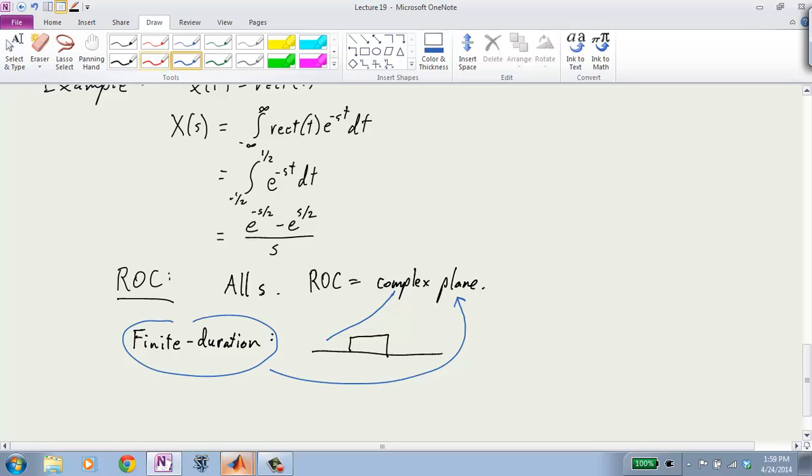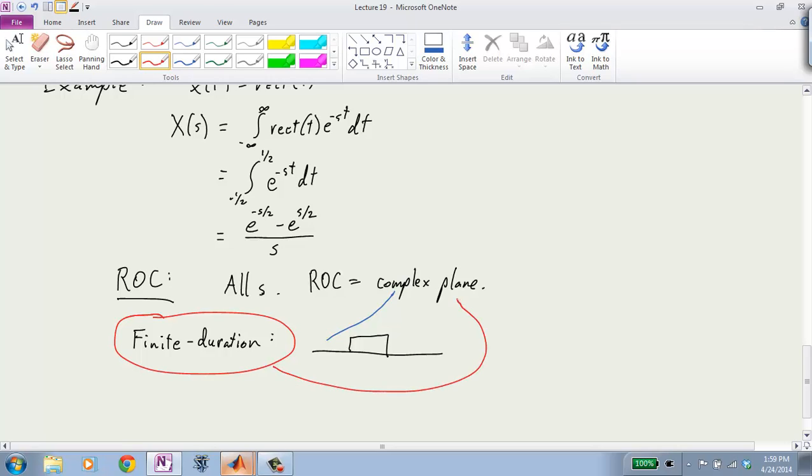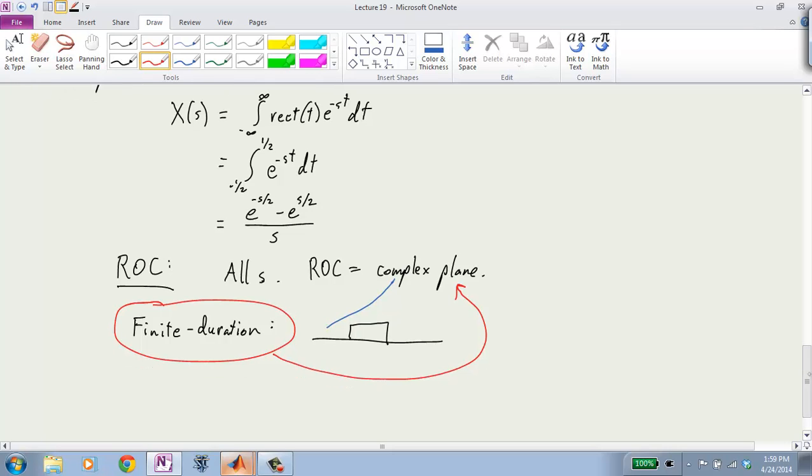I'm going to use a different color. Okay, so the ROC will always be the complex plane if it's finite duration. All right, that's something we'll see.